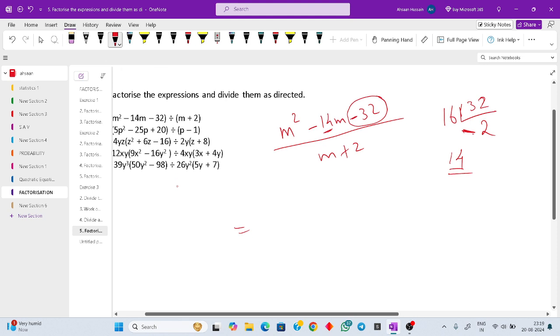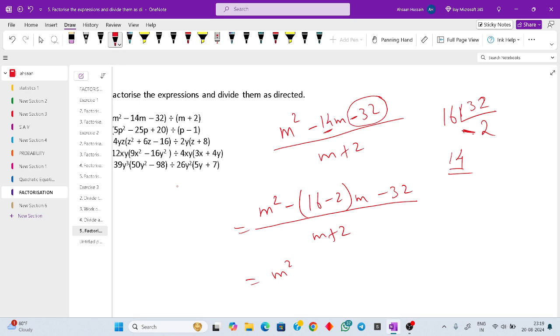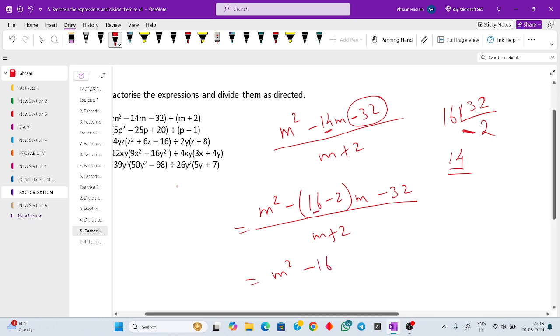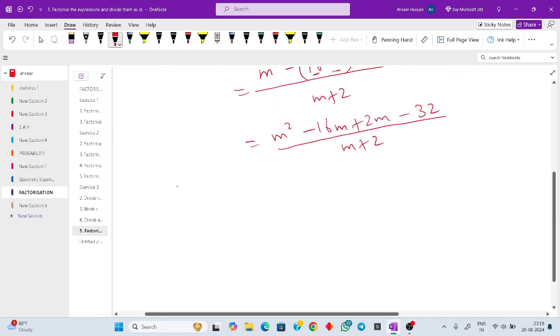Okay, so we'll write (m squared minus 16m plus 2m minus 32) by (m plus 2). So it will be m squared. Now there is a negative sign before the bracket, so whatever is inside the bracket will become just the opposite of it. So this positive 16 will become negative 16m, and this negative 2 will become positive 2m, minus 32, by m plus 2. Okay.